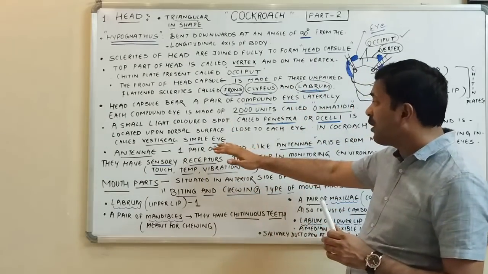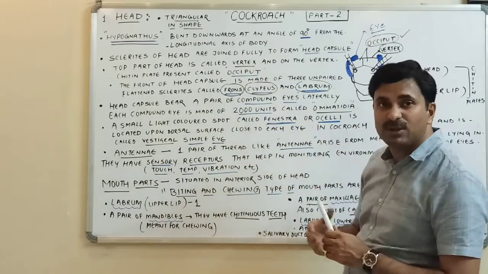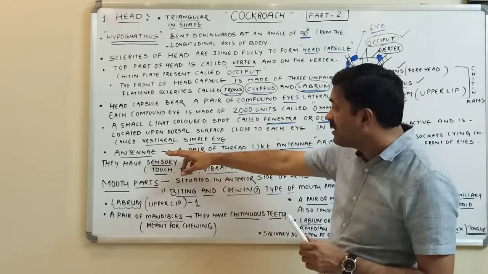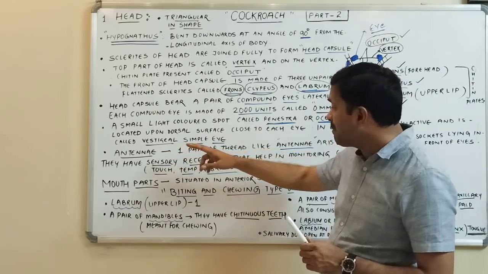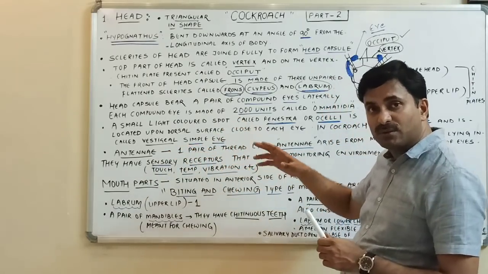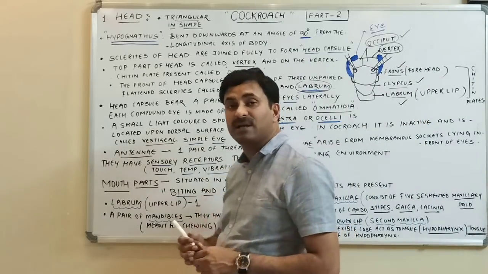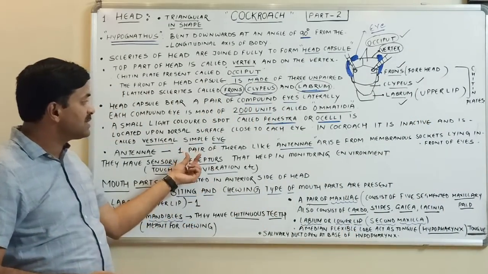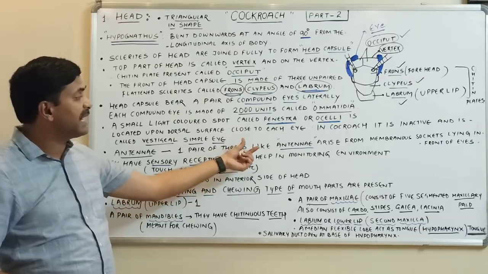Now, what more things are present on the head? In the head region, the antenna is present. A pair of long, unbranched, thread-like structures are present, and these are called the antenna.